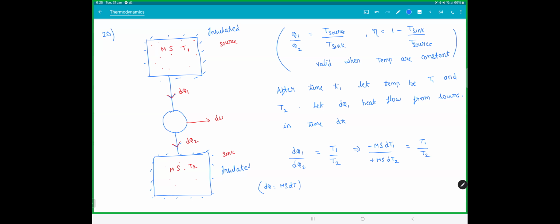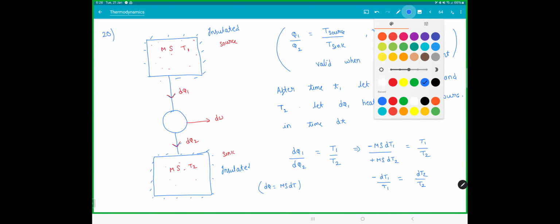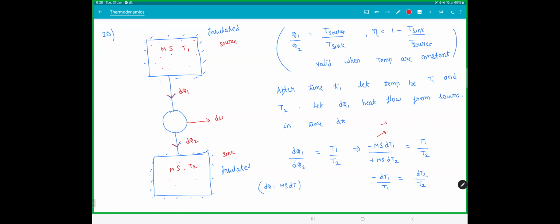If you remove dq heat from a system, the temperature will drop by ms dt. So ms will cancel, shift dt1 here. So we get dt1 by T1 is equal to dt2 by T2. And that negative sign indicates temperature is decreasing. What do you think will be the final temperature? Will it be different for both of them or same?